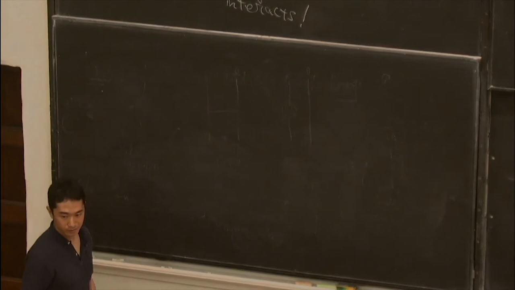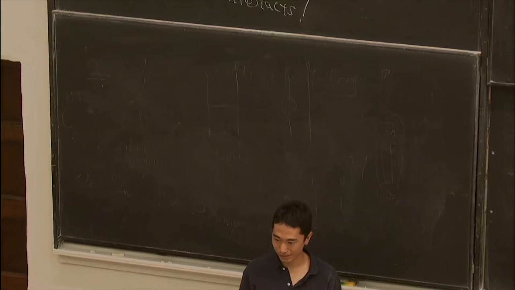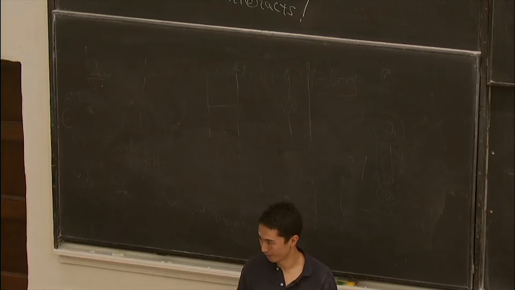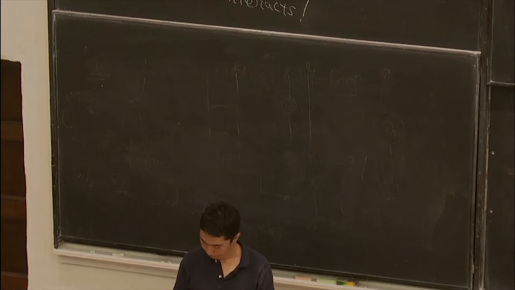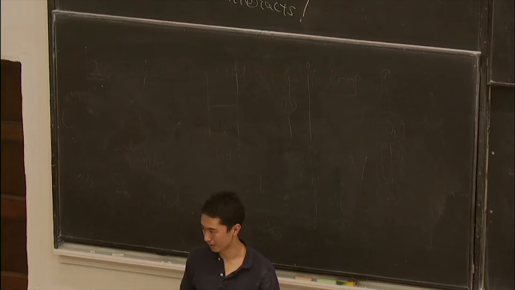Okay, so operators of different length don't mix. They don't mix because I'm doing perturbation theory, and as long as you do perturbation theory, the operators which have different classical dimensions do not mix. At one loop, yes. That's certainly true. The dimension and the length are a bit different concepts, and you need to distinguish them.